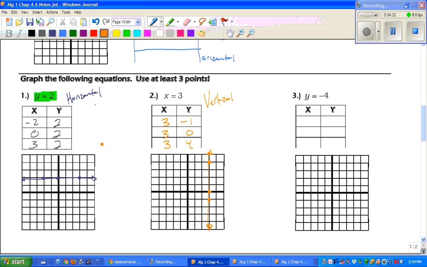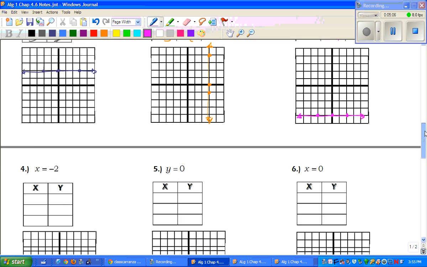All right, let's go with the next one. Let's pick -2, 0, and 2. And this is y = -4. So (-2, -4) is down here, (0, -4), and (2, -4). Draw the line. And that is a horizontal line. Okay? All right, let's flip it over.